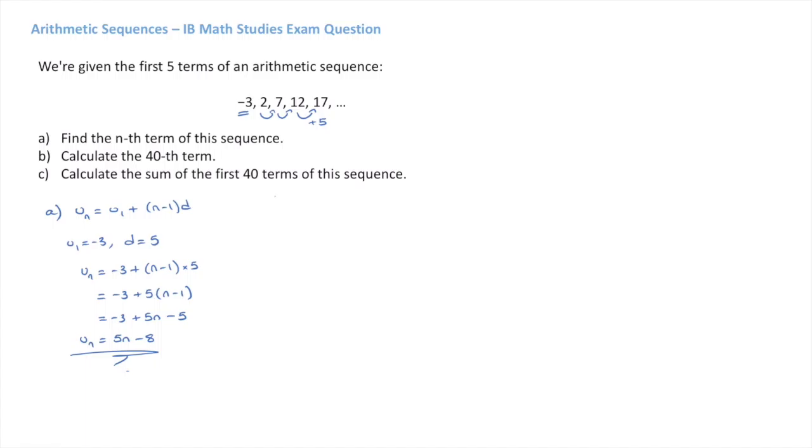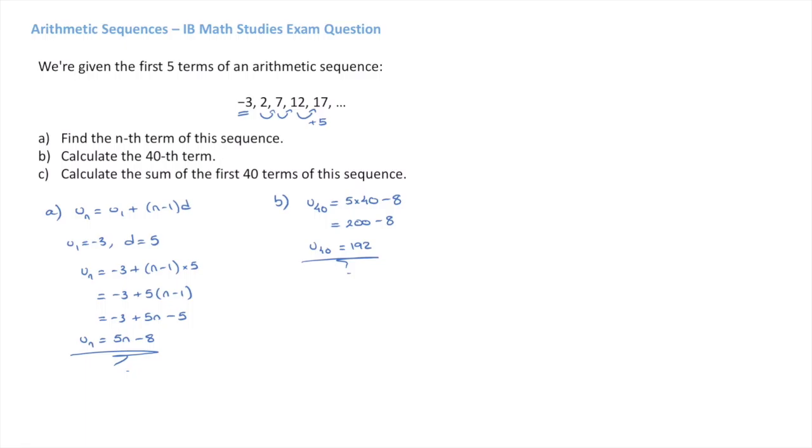For question B, we need to calculate the 40th term. To do this, all we need to do is to replace n by 40 in the formula we just found in part A. So we can say that u40 is equal to 5 times 40 minus 8. That leads us to 200 minus 8, and finally u40 is equal to 192.